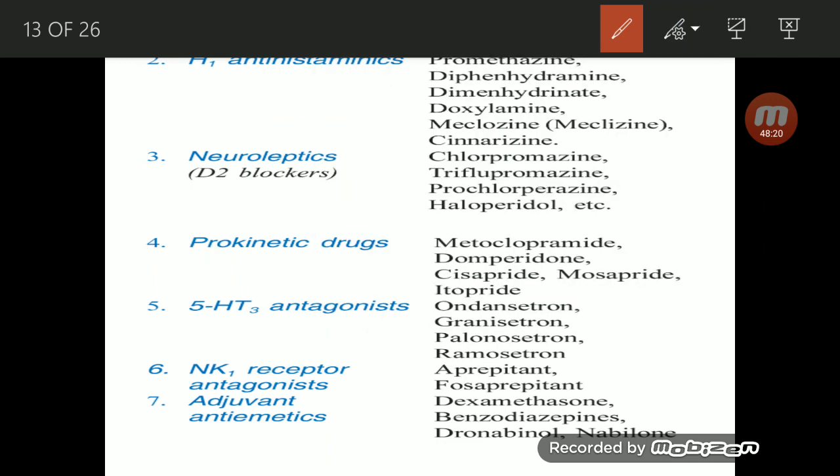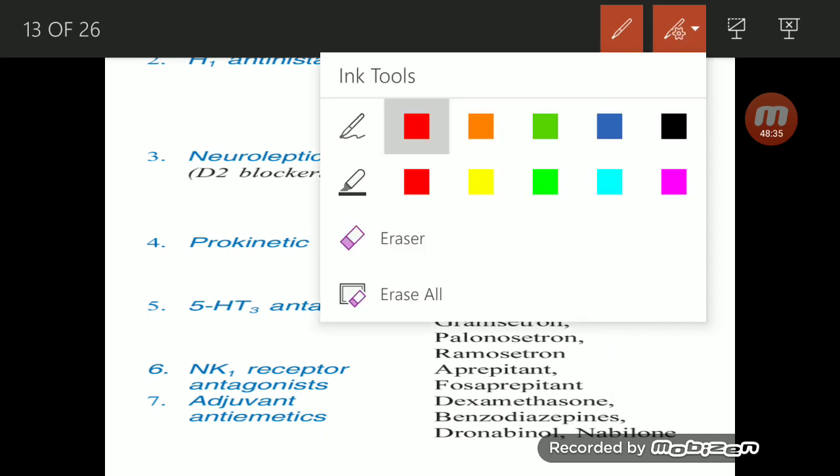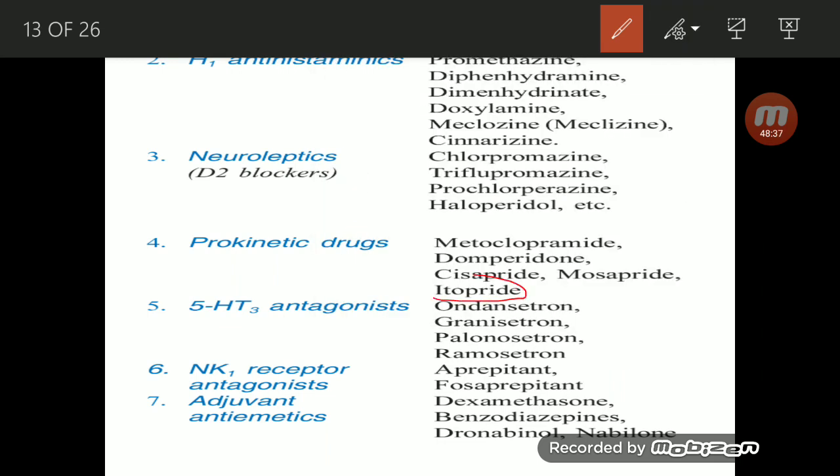Second drug is mosapride. This mosapride is still in use. The arrhythmia-generating property of mosapride is very low. It is in use. Lastly, you have the drug itopride.